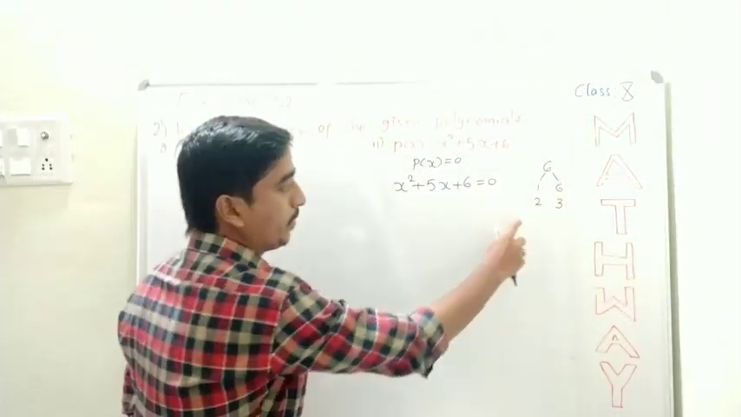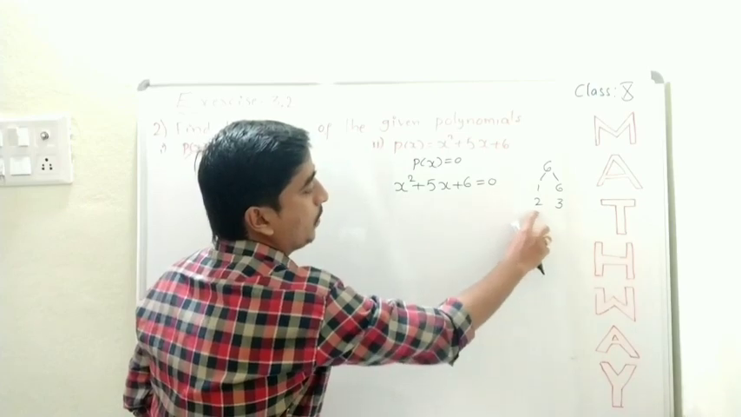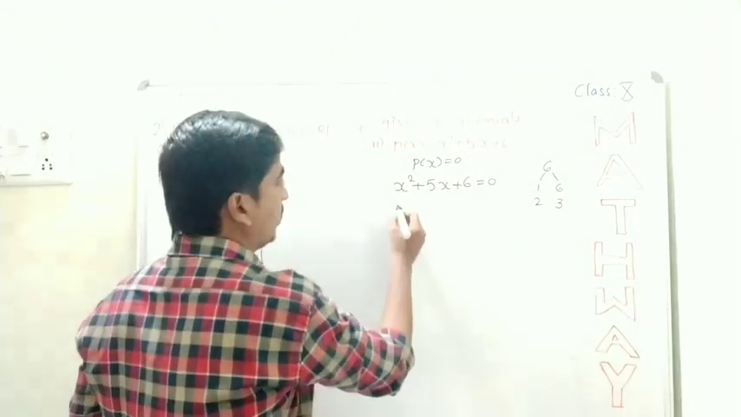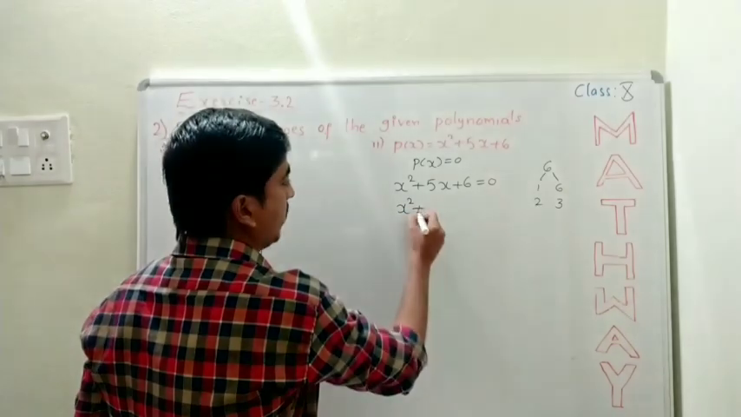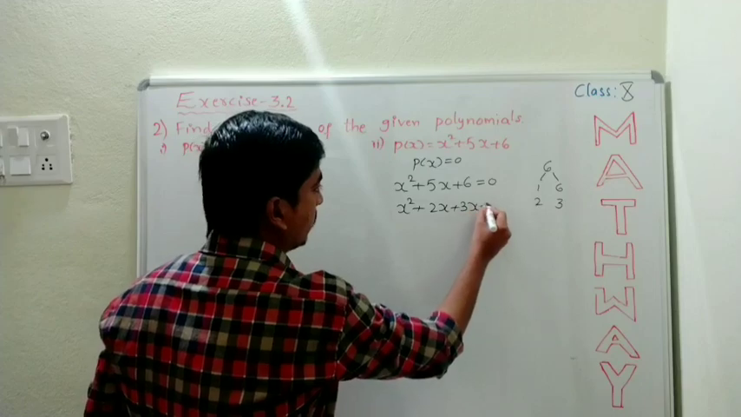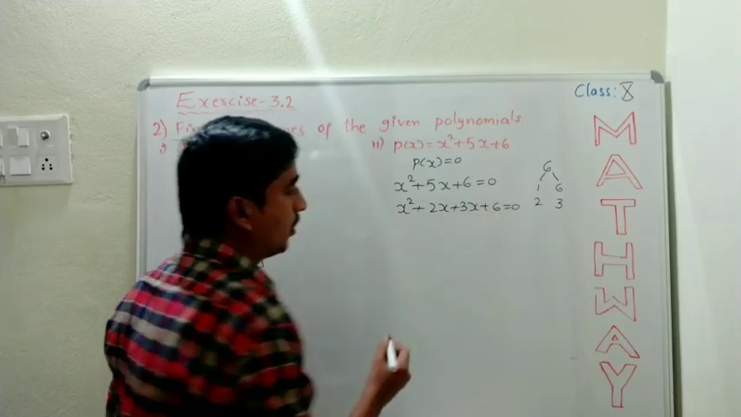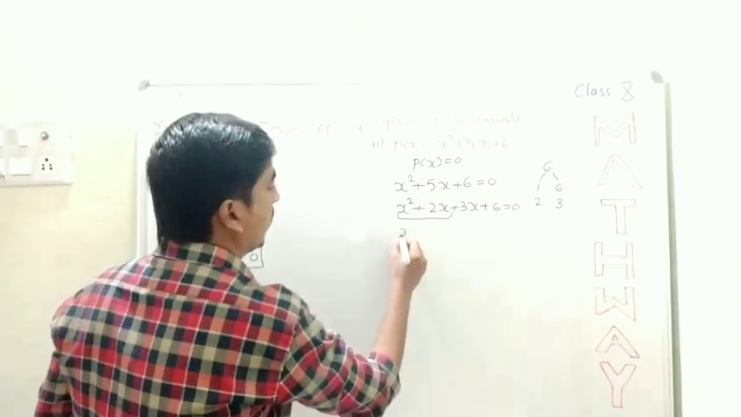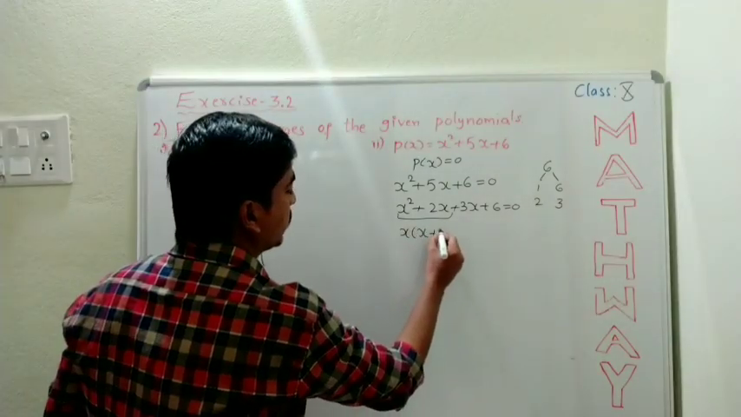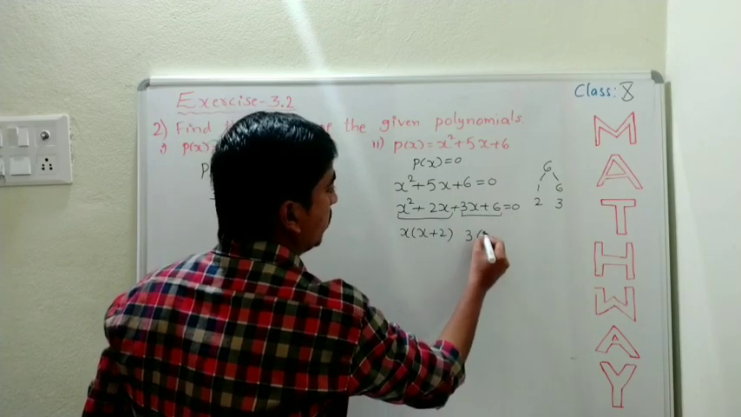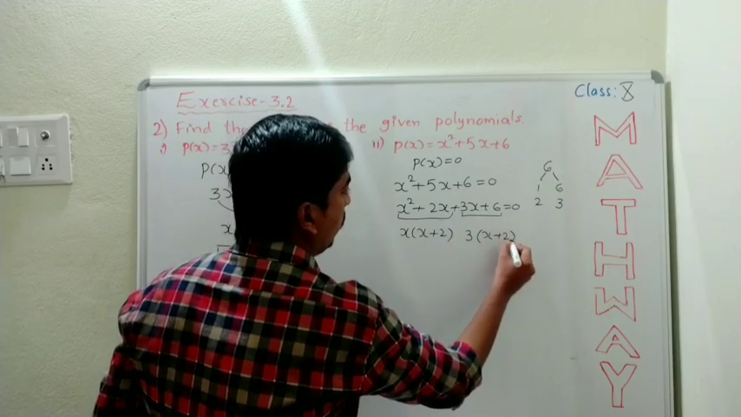So let's check the next pair of factors, 2 and 3. 2 plus 3 is 5. So 5 we can write as 2x plus 3x. So let us write x square plus 5x as x square plus 2x plus 3x plus 6 equals 0. From the first two terms we can take x common, so x of x plus 2. And from the last two terms we can take 3 as common. Then x plus 2 equals 0.